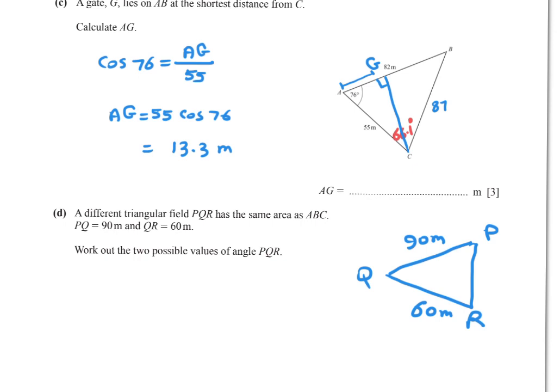Area of triangle ABC equals half times 82 times 55 times sine 76. Area of triangle BQR equals half times 90 times 60 times sine Q.